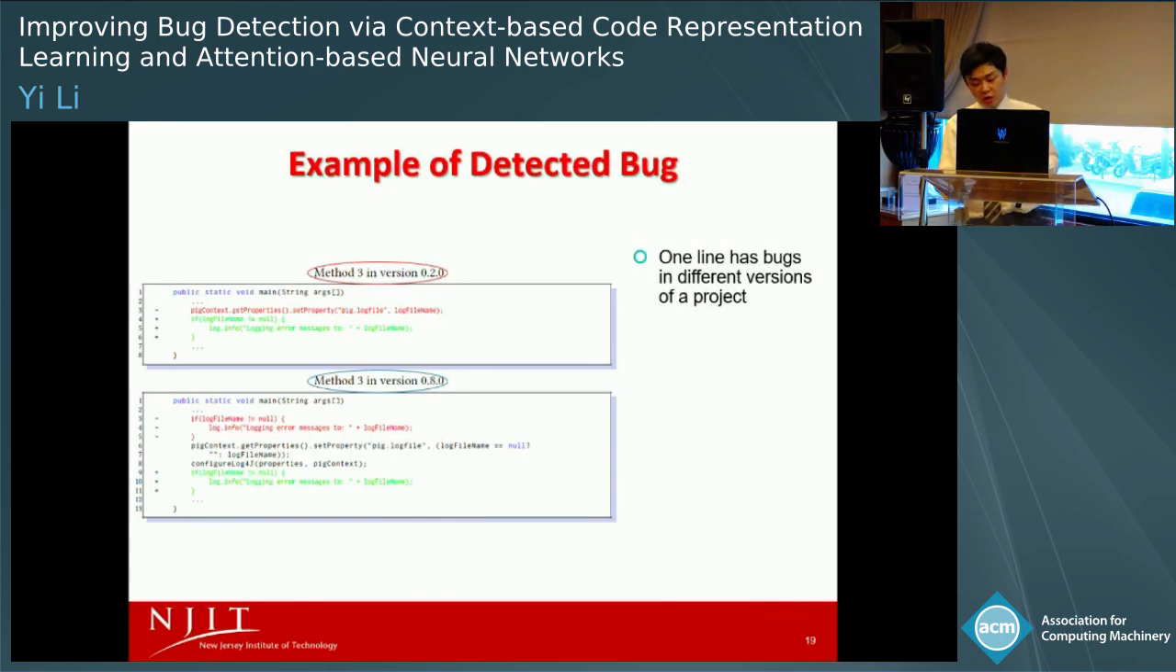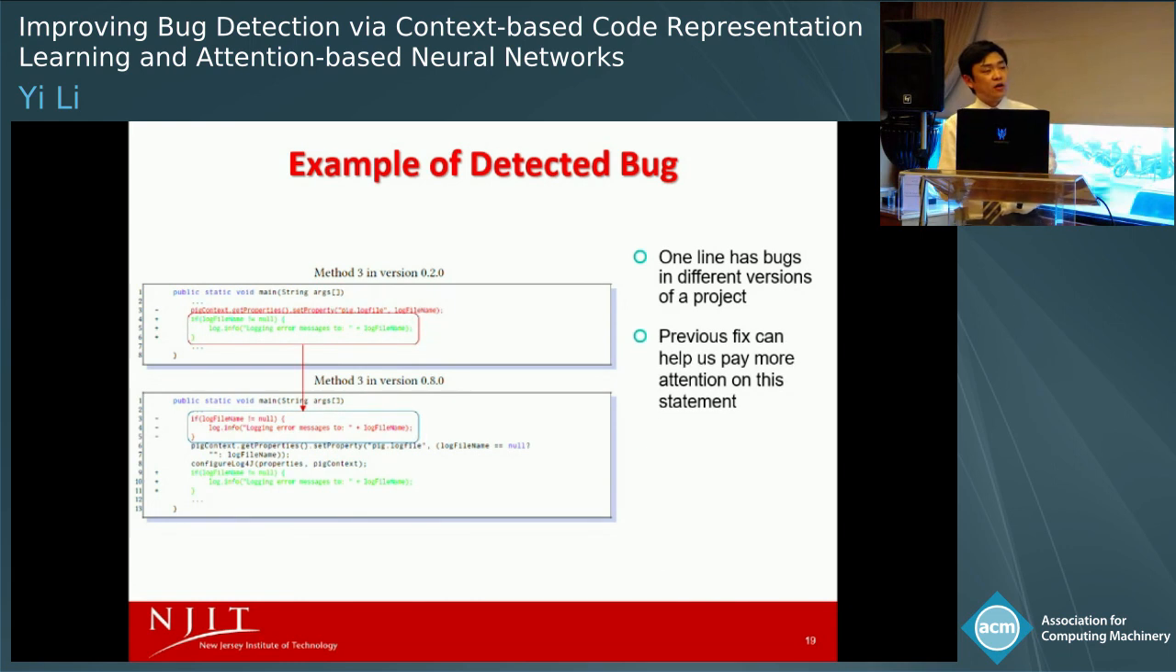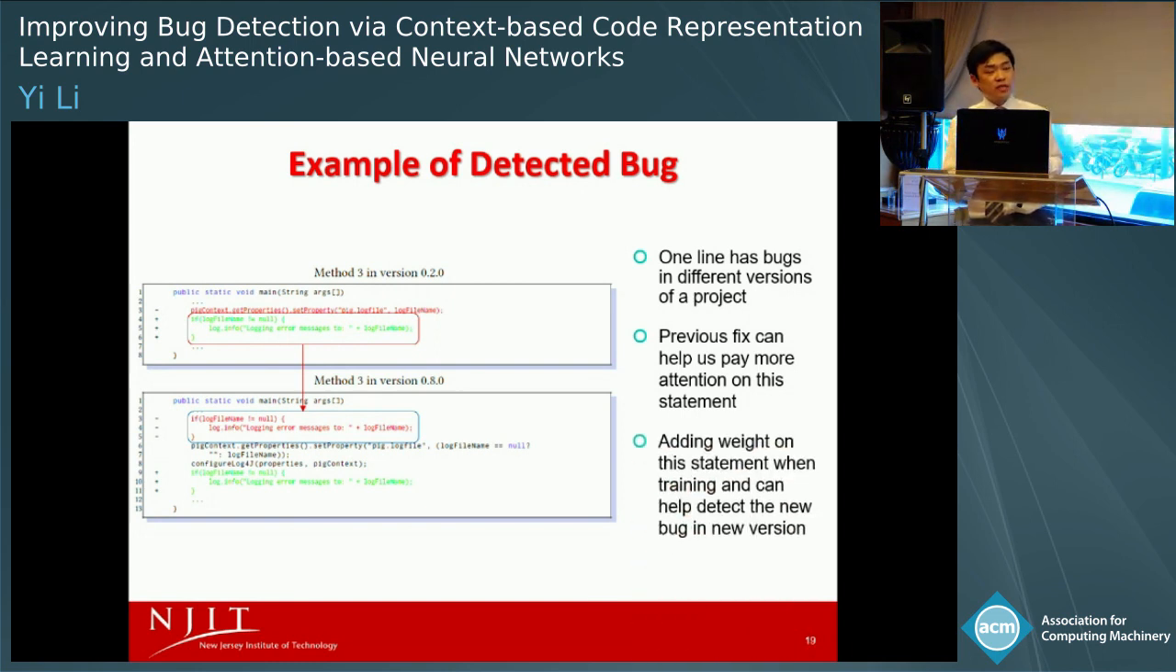So in this way, we can see that if there is previous bug information, our model can detect the bug more easily. So in our approach, as I said, I added a weight on the buggy path when doing the training. So when doing the prediction, the added weight helps us detect new bugs in a new version more easily than other state-of-the-art bug detection approaches.